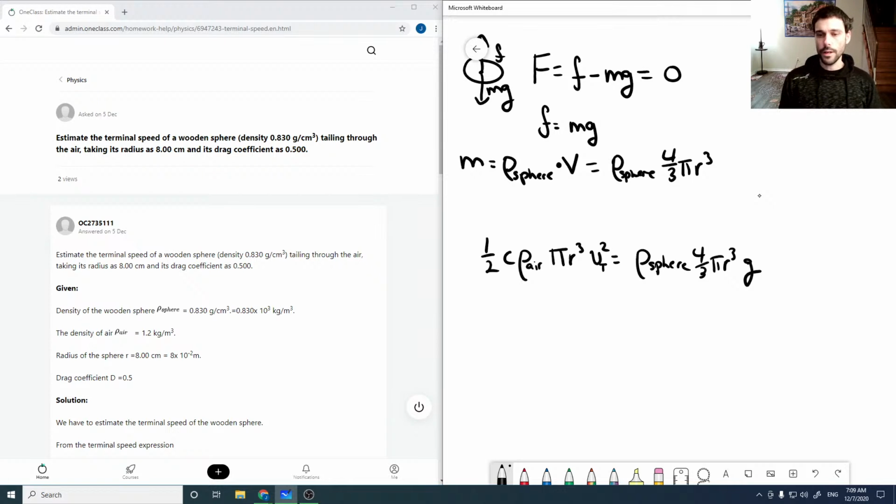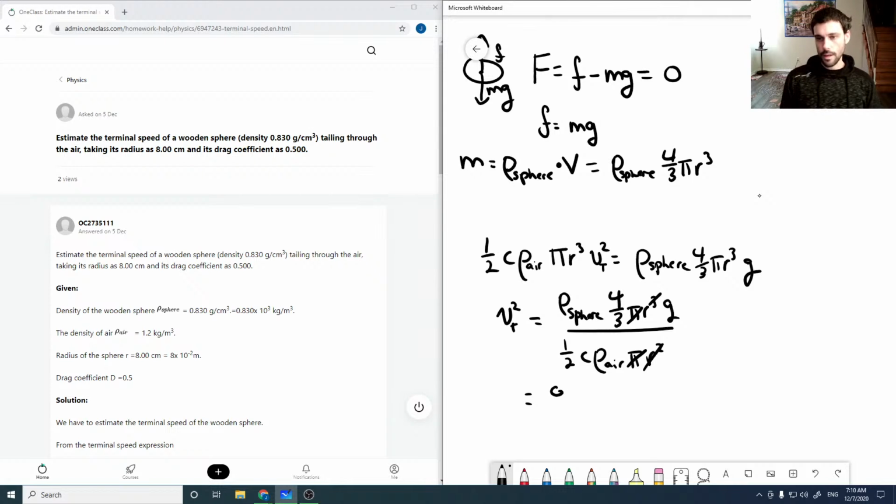So now solving for our terminal velocity squared, we have our sphere density times 4/3 pi r cubed g, all divided by 1/2 C rho air pi r squared. That r squared is going to reduce that r cubed to an r to the 1. There goes the pi, and we can take this 2 and multiply it up. So 8 thirds rho sphere g r over C rho air.